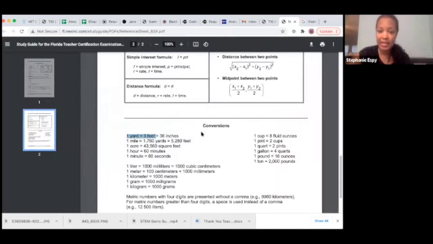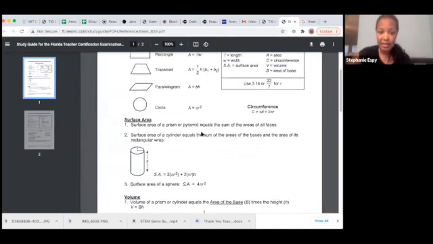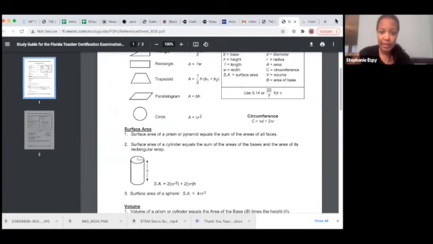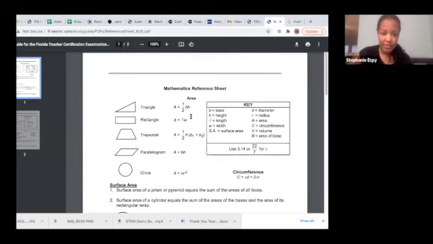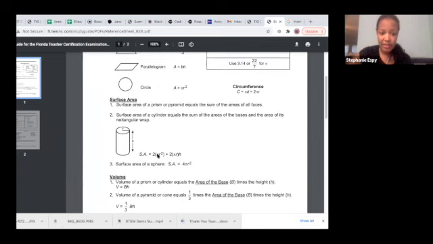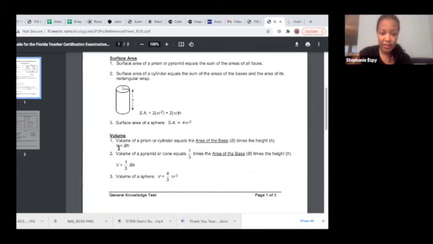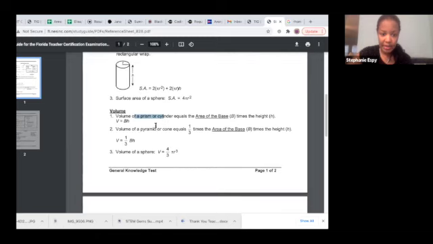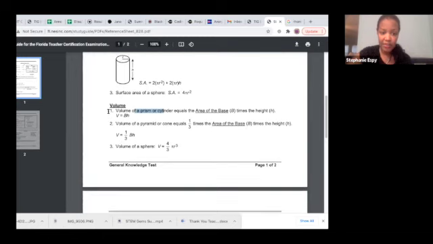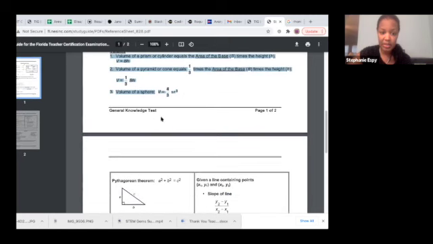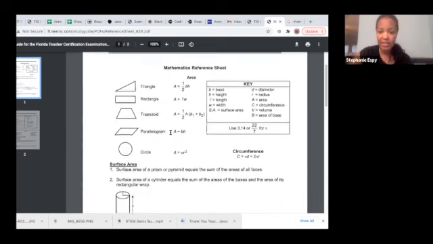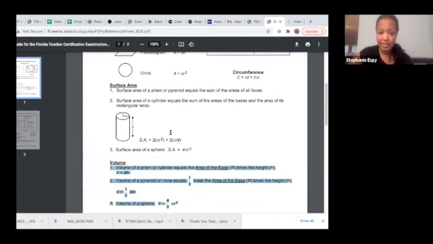And if you go back to this study guide here, let me see. They give you equations for area, surface area, volume. So here's the volume of a prism. Base times height. So if you don't know the equation for volume, you can refer to this section on the mathematics reference sheet that's given to you on the test.